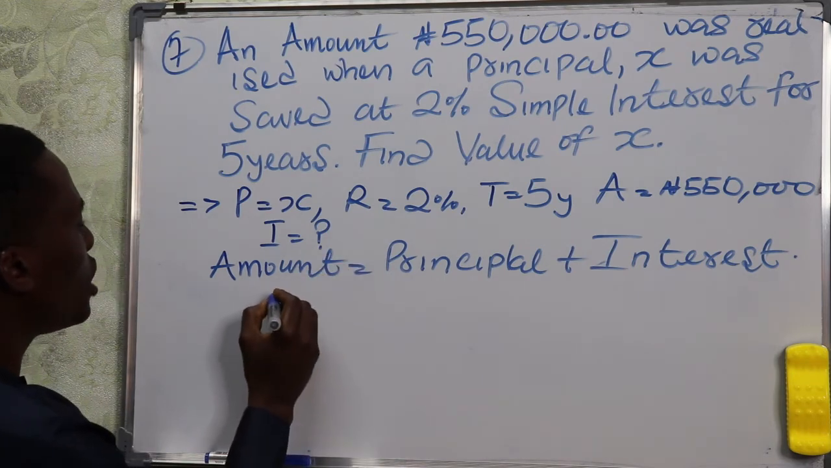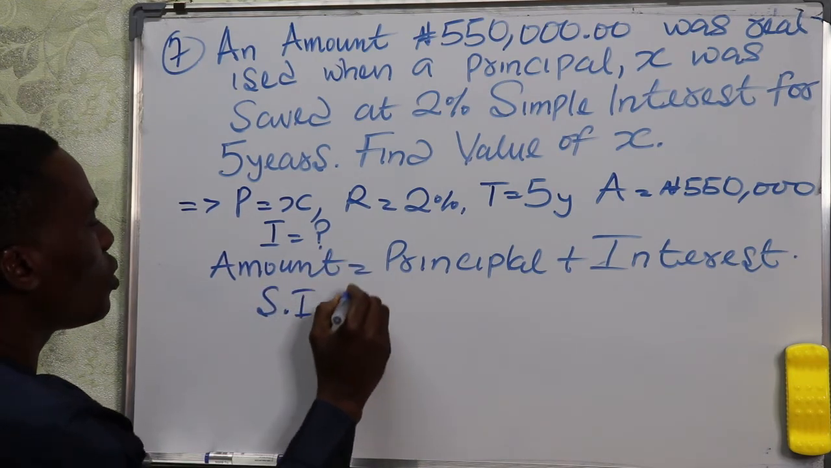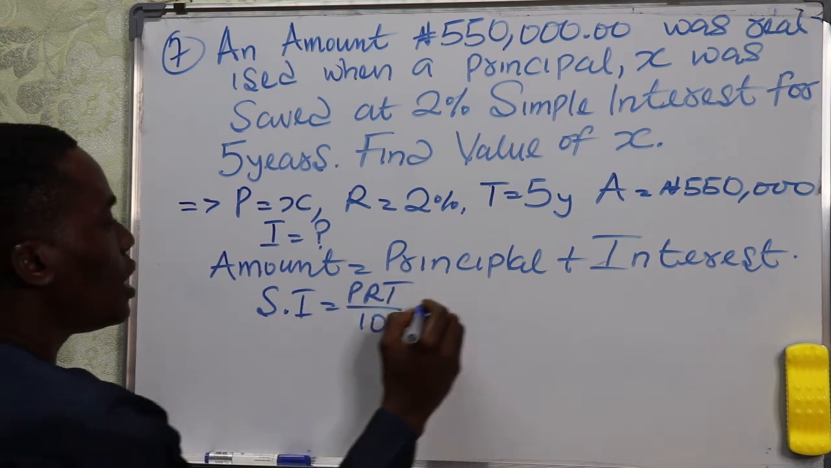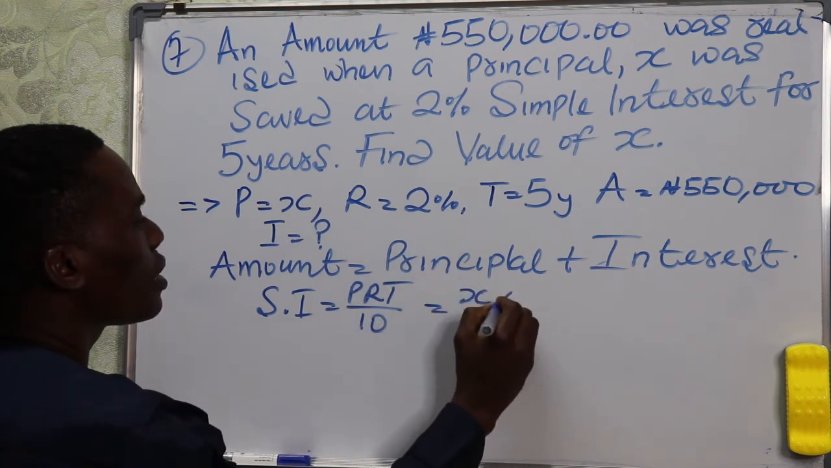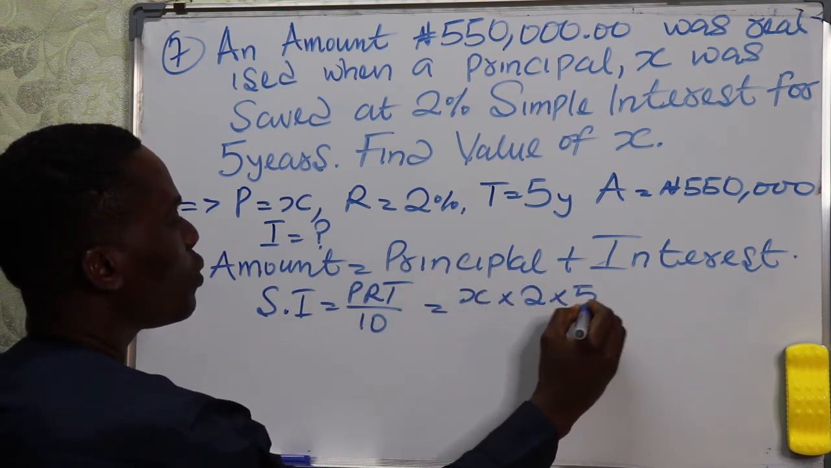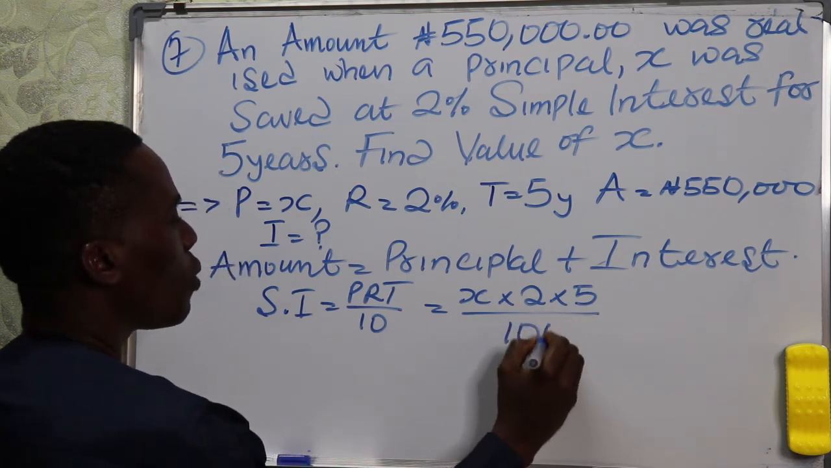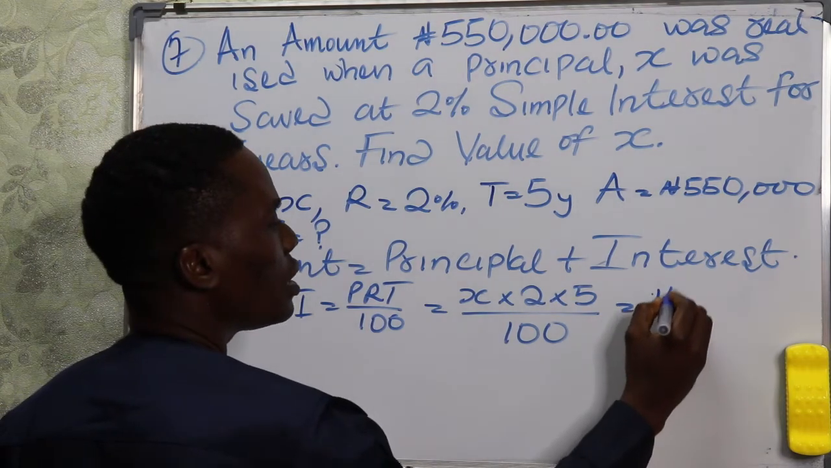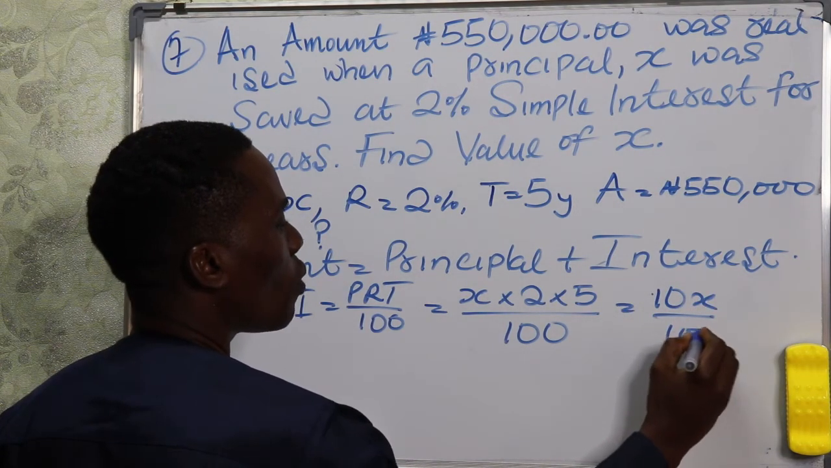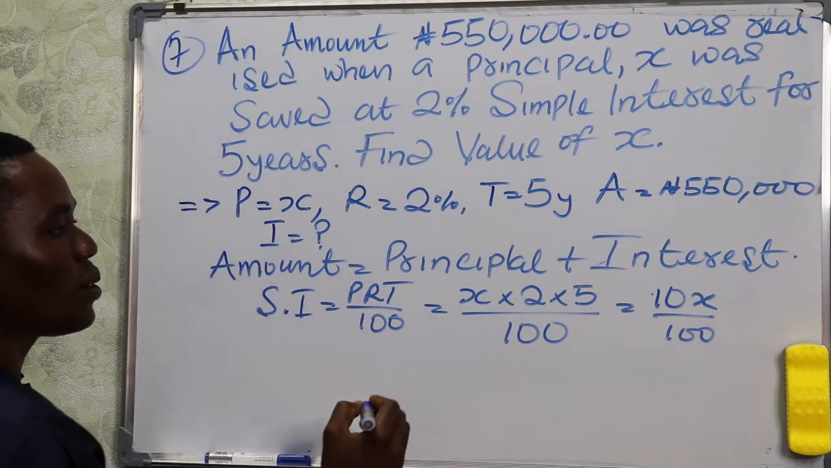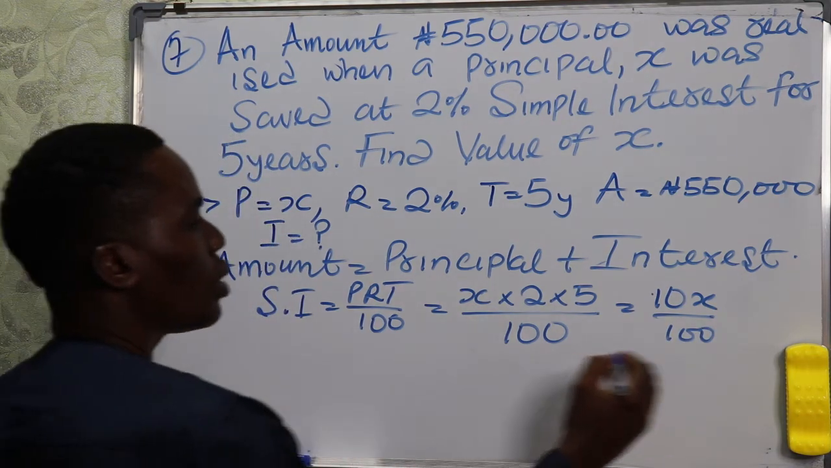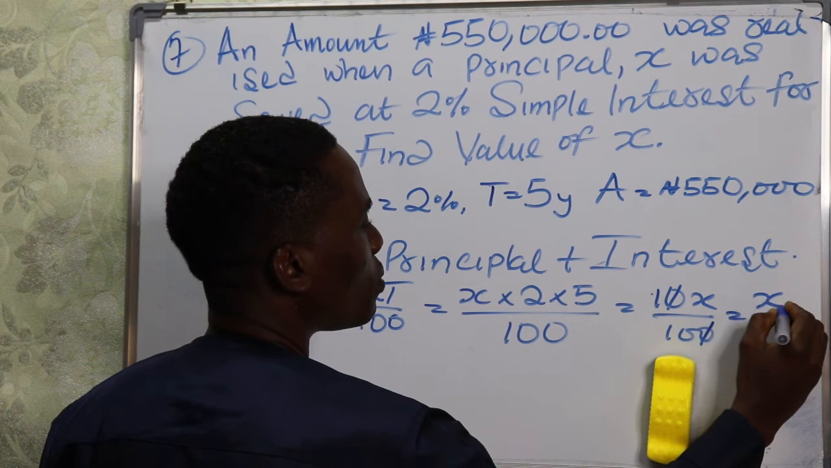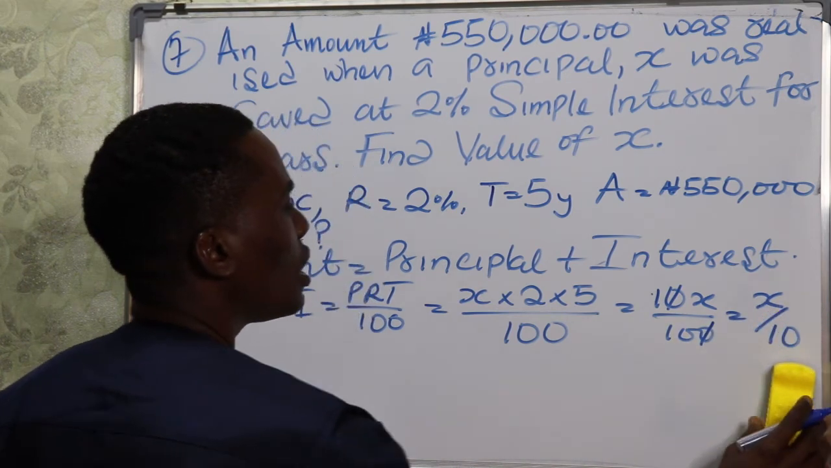Now the interest, we know that simple interest is equal to the principal times rate times time over 100. Now the interest will be, the principal is X, times the rate, times the time, which is 5, all over 100. Now this will give us 10X over 100. If we simplify this further, 10X over 100, we cancel and have our final value to be X over 10. That is our interest.